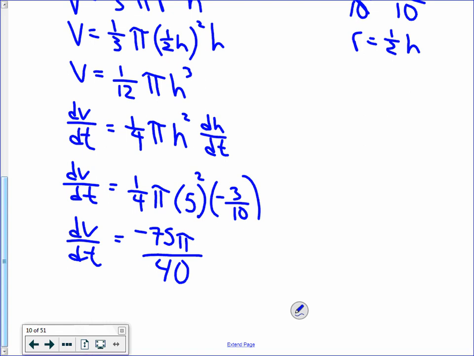But let's put some units on it. What would the units be for this? Centimeters cubed. Good. It was hours, the time? Okay, I forgot that. Good.